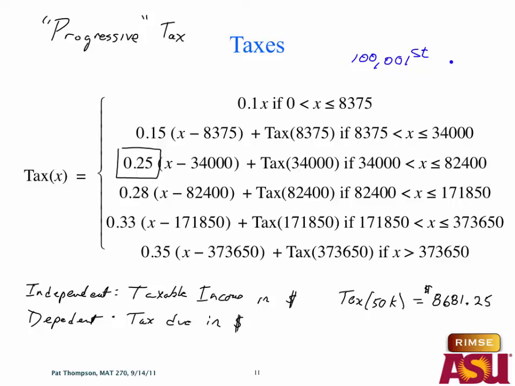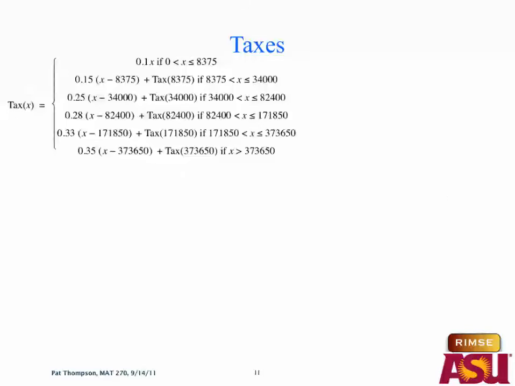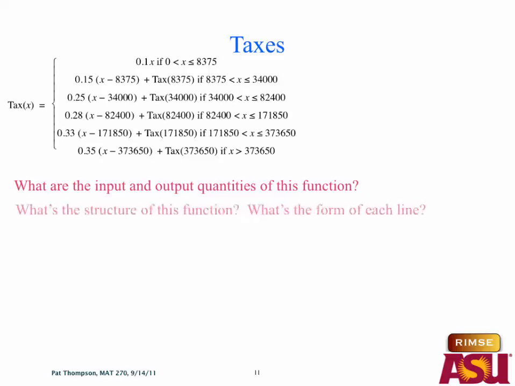Okay, so this idea is called a progressive tax. We have a progressive tax system in our country. All right, so let's talk about it. We already talked about that. We know the input, the independent quantity, is taxable income. Output is tax due.